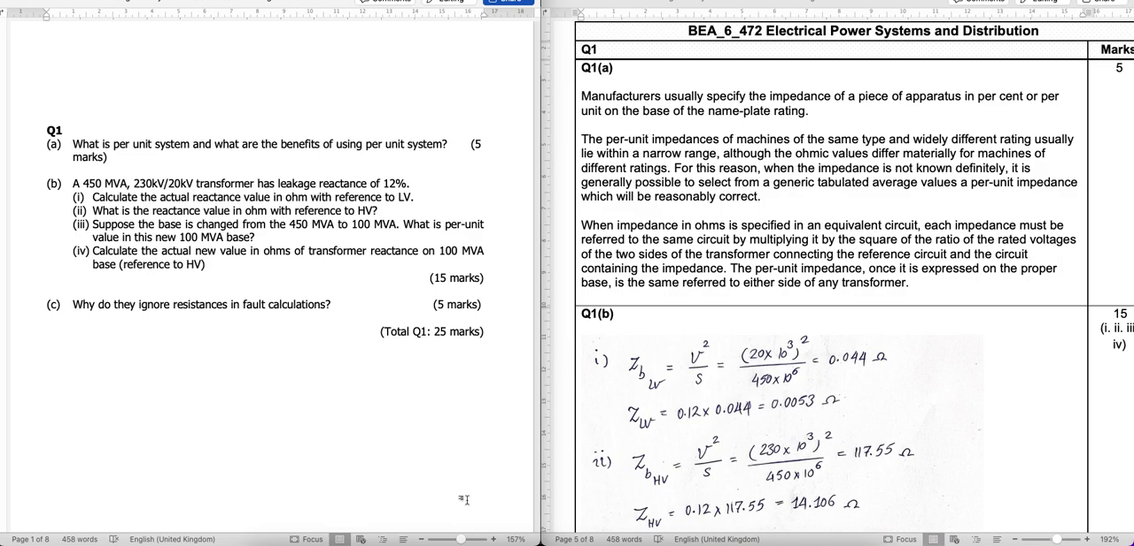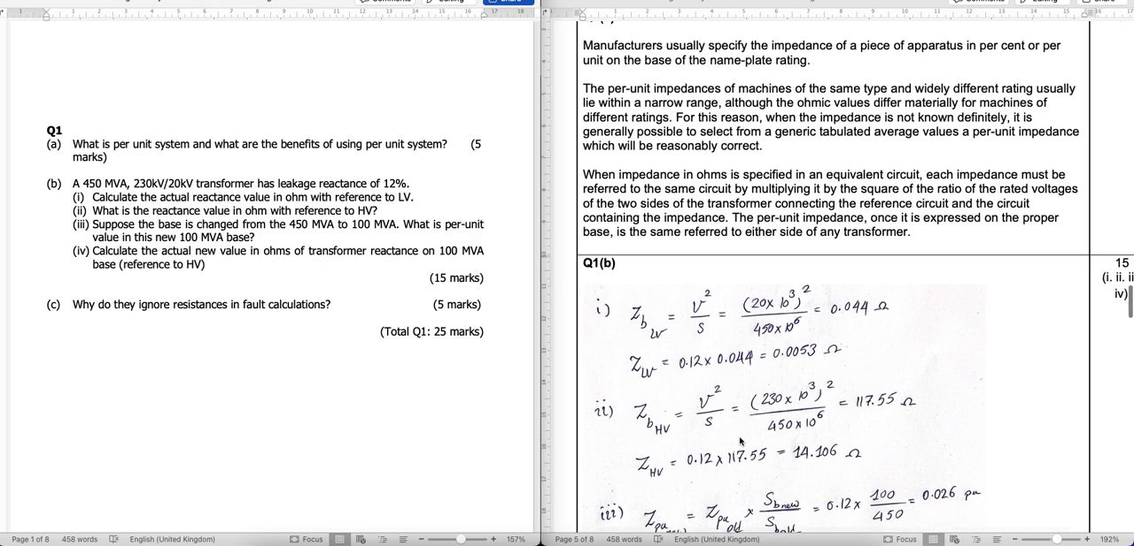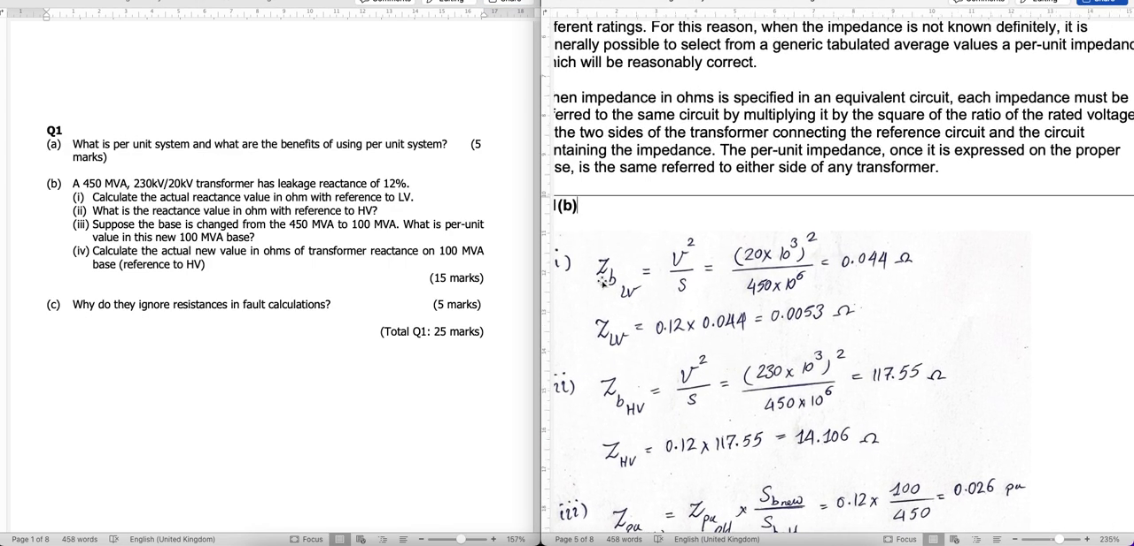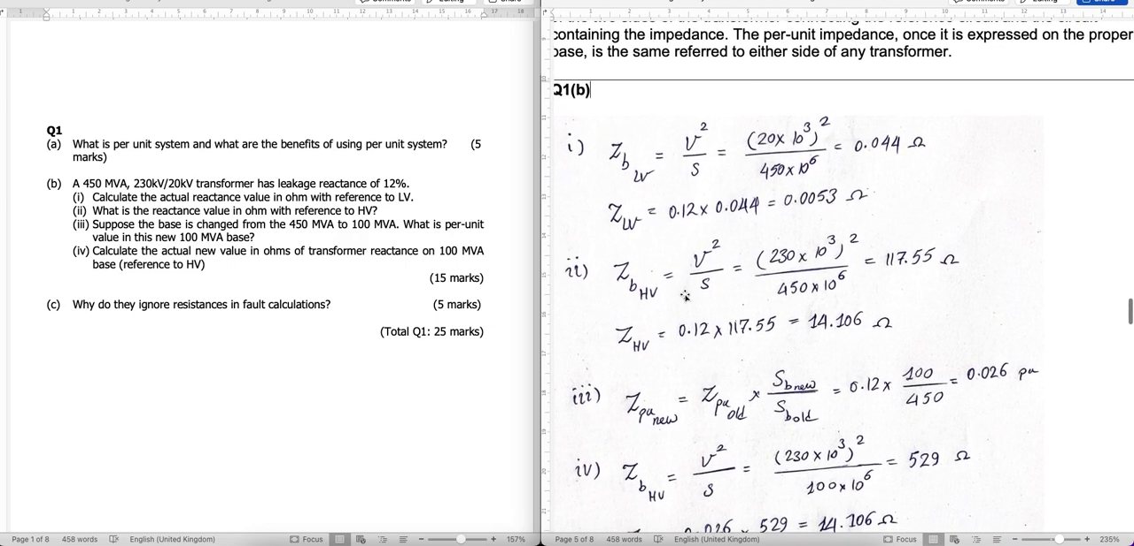So when we say with reference to low voltage side or high tension side, that defines how we calculate the base impedance. Because to calculate the base impedance, we need to know the base power and the base voltage. Power is the same on the two sides of the transformer, but voltage is different, obviously. So this is on the low voltage side. You see Z base on the low voltage side, V squared over S.